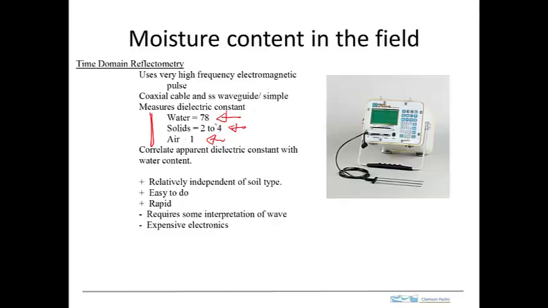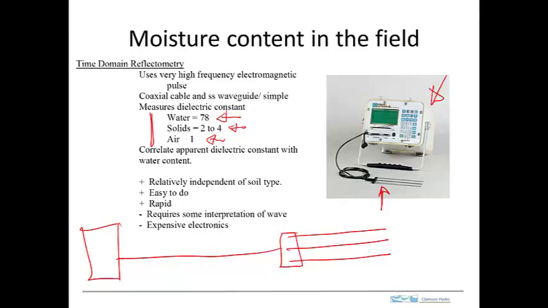So there are a couple ways of doing this, and time domain reflectometry is what's being shown here. The TDR technique uses a fairly sophisticated electronics box here, and this is what goes in the soil. This is called a waveguide, and it consists of three steel rods. And the way it works is you have the electrical box here, and you put a pulse down this wire. This is a coaxial cable. It's actually a high frequency signal that goes down, but let's just think of it as an individual very short pulse. And so it moves down the wire, and then it enters into this waveguide.